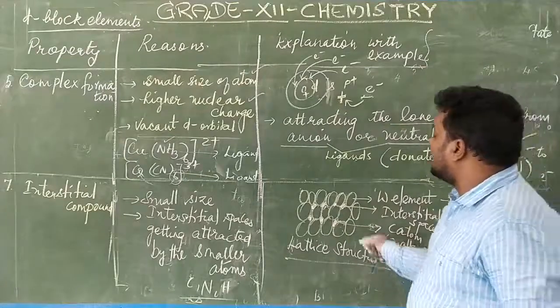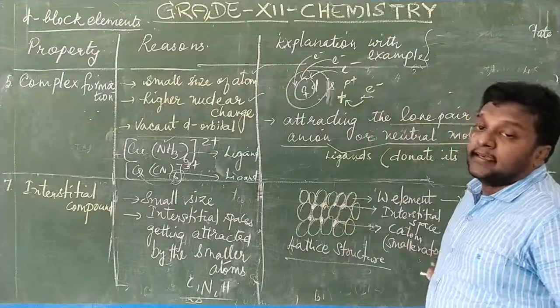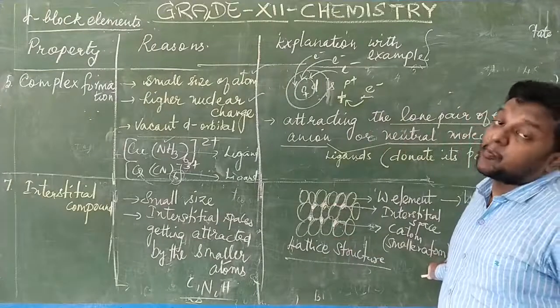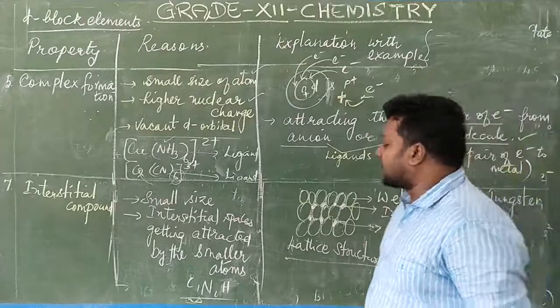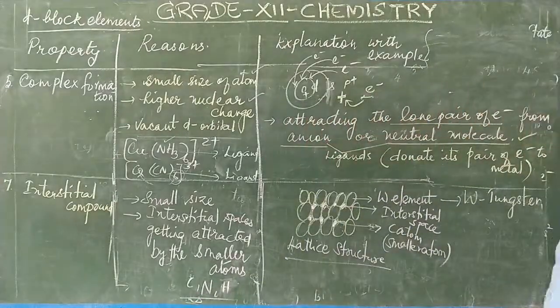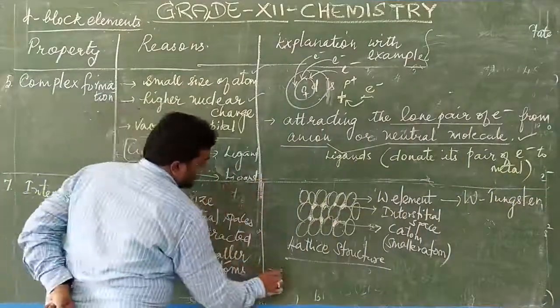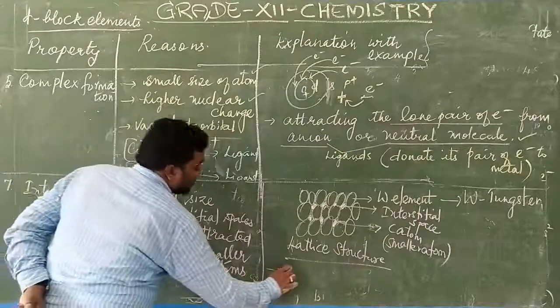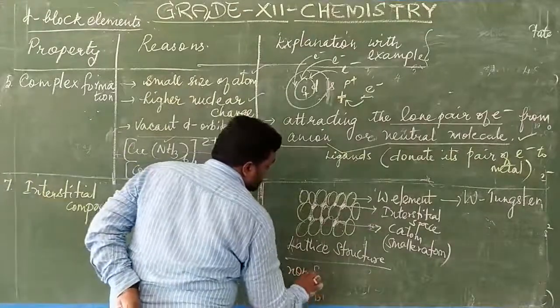The interstitial spaces are getting occupied by smaller atoms like carbon. Not only by carbon, but it can also be filled with nitrogen as well as hydrogen. And one disadvantage is that this leads to the formation of non-stoichiometric compounds.